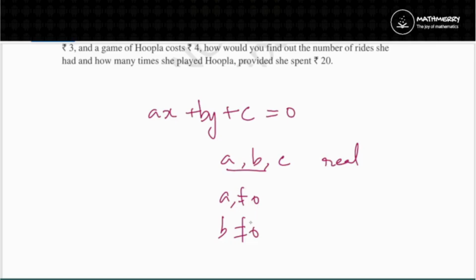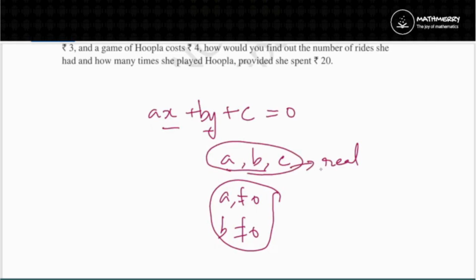So what happens when they are 0? Then we will not be having these two variables. Their coefficient will be 0. Then we won't be having a linear equation in two variables. So obviously a and b should not be equal to 0, and also a, b and c are real numbers. So this is the basics about linear equations in two variables.